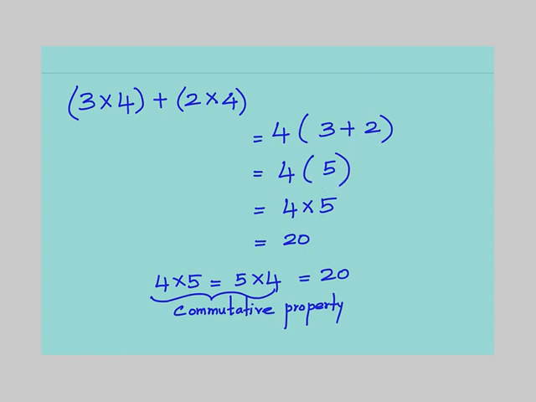4 parenthesis 5 will become 4 times 5. Okay, we know the value of 4 times 5 is 20. So 4 times 5 is equal to 5 times 4. We know that it is the commutative property. So both the values will be the same and the product is 20.